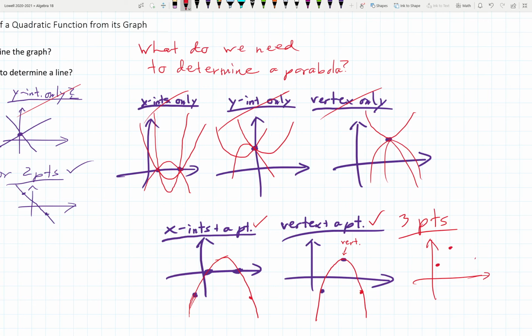If I have just 3 random points right here, nothing special, they're not even symmetric mirror images of each other, there is only going to be one parabola that goes through them like so, which is actually really, really neat in my opinion. So these are our 3 methods, or 3 scenarios for which we can lock down a parabola and therefore create the equation for them. And so the one that we are going to focus on is this one.